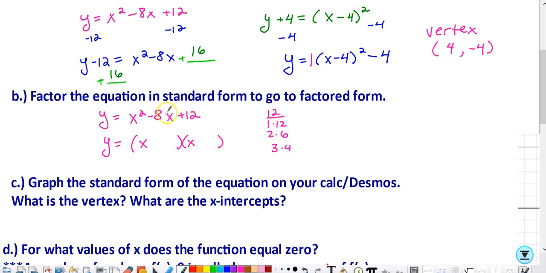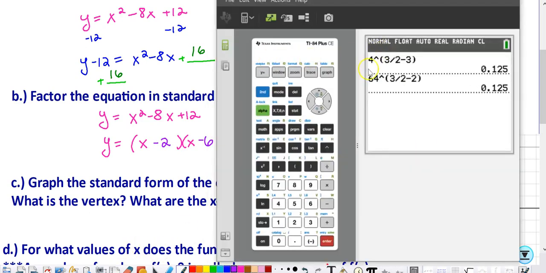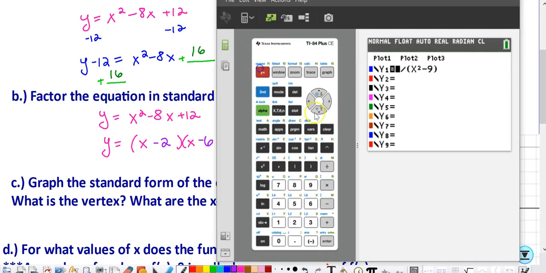Because it's a positive 12 with a negative 8 in the b, both numbers would be negative. So we're going to use the 2 and the 6. So x minus 2, x minus 6. Graph the standard form of the equation in your calculator or Desmos. I will use my calculator.